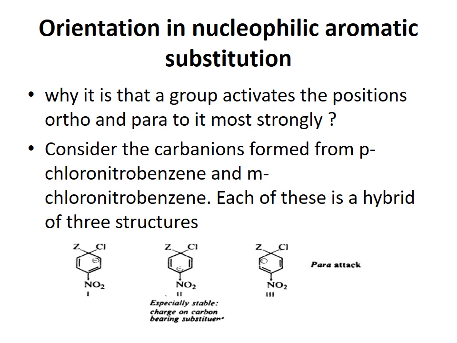So the intermediate carbanion formed by attack on para-chloronitrobenzene, or by the para attack, is found to be more stable. The actual structure of this carbanion is a hybrid of all these three different structures, out of which one structure is especially stable. That highly stable structure contributes to the stability of that intermediate, the hybrid carbanion, also.